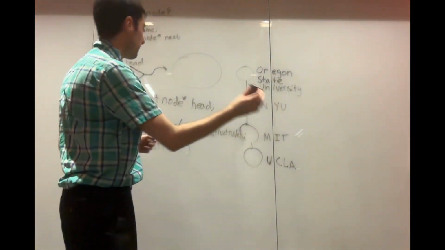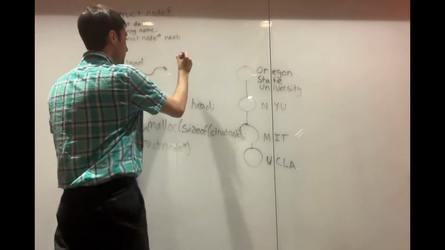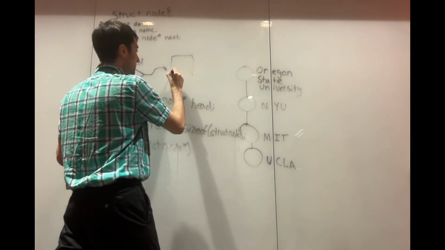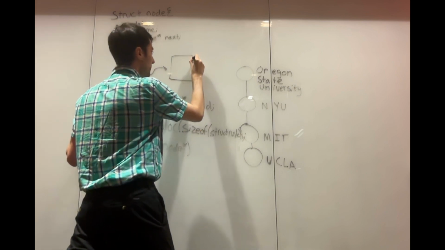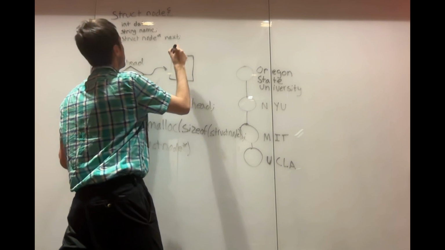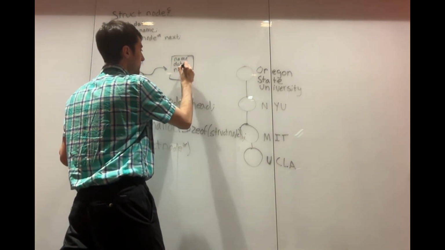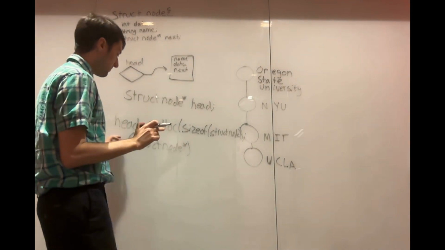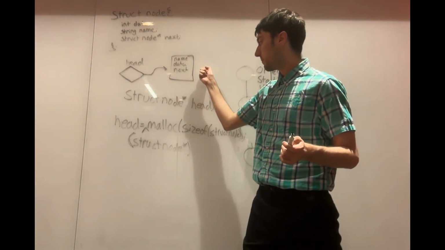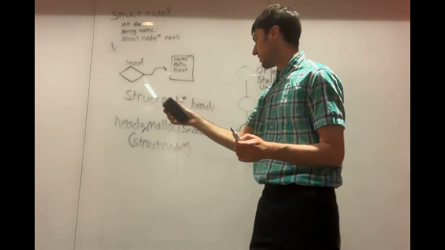I'm going to draw each node kind of as a box, okay? Okay, so kind of like this, with name, and then data, and then next. Okay, so now we have this right here. Okay, cool. So now let's kind of set things up a little bit more.